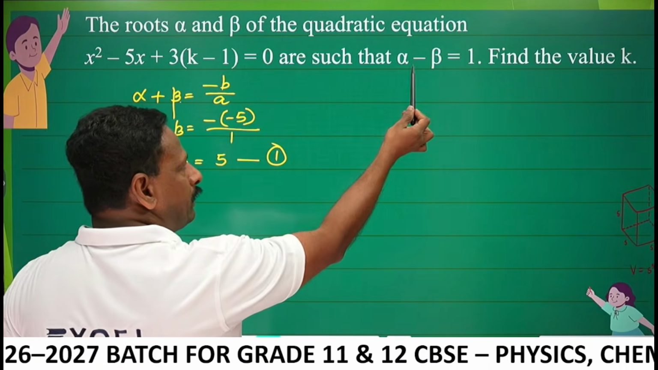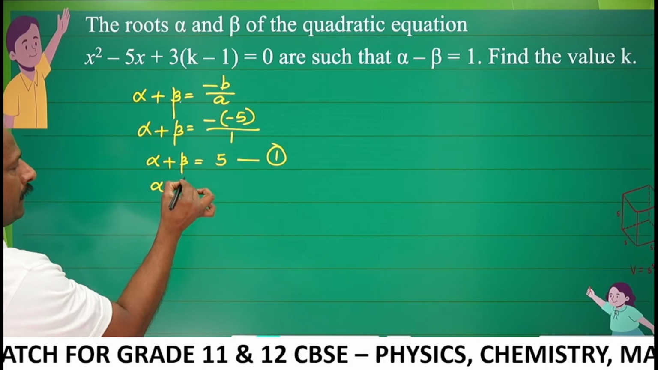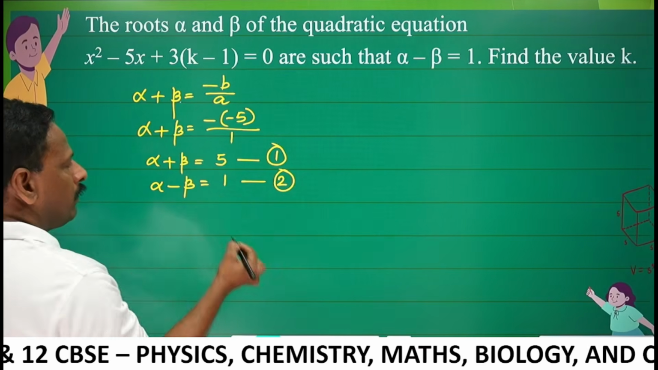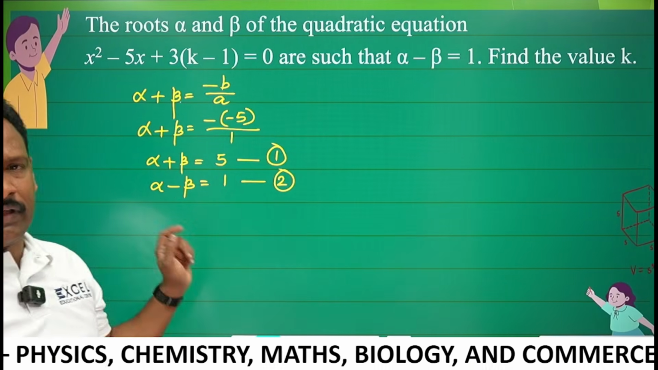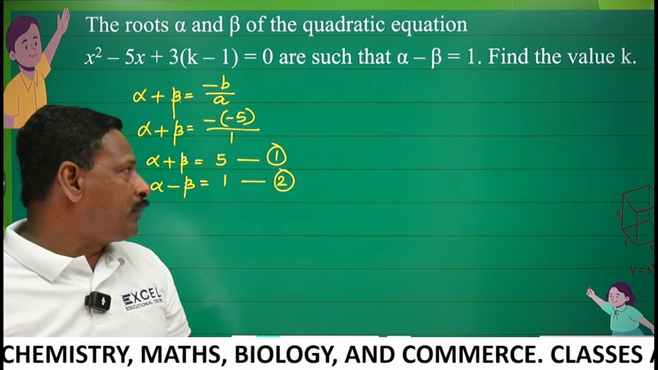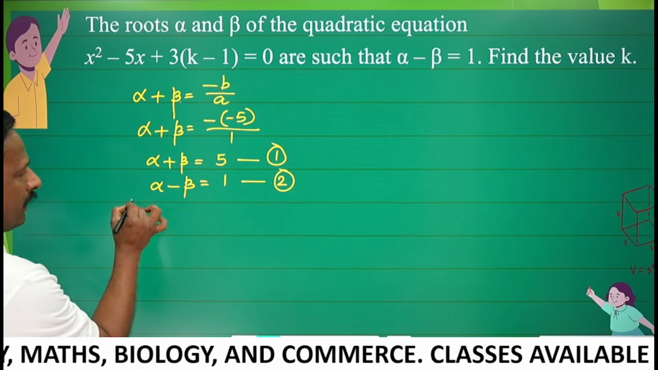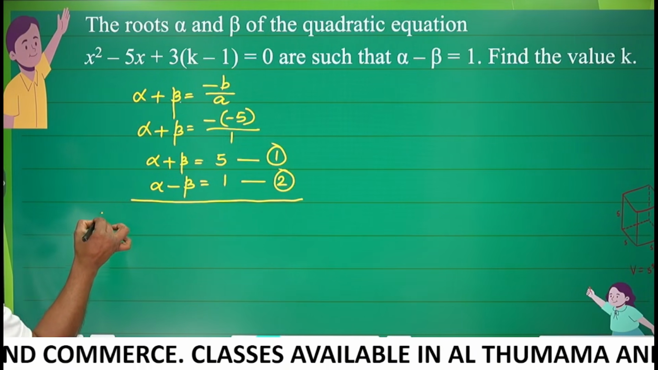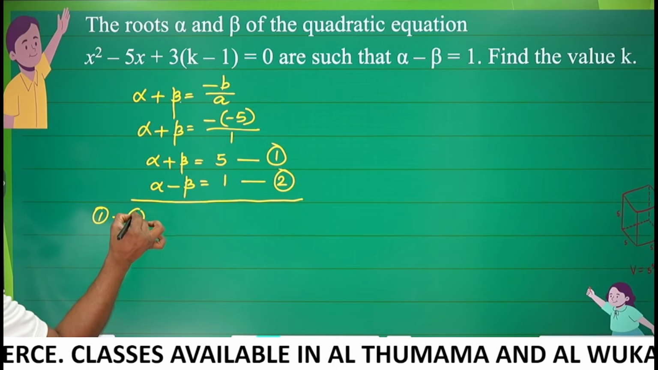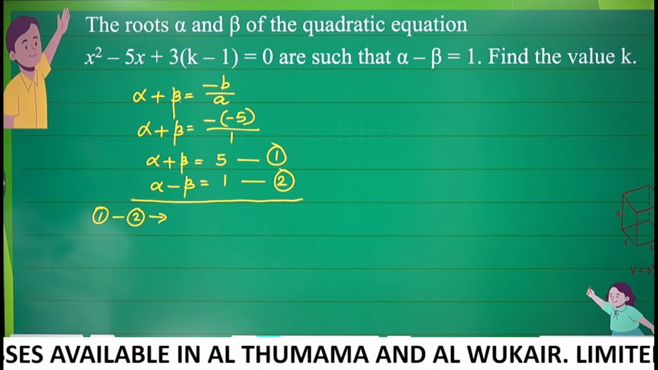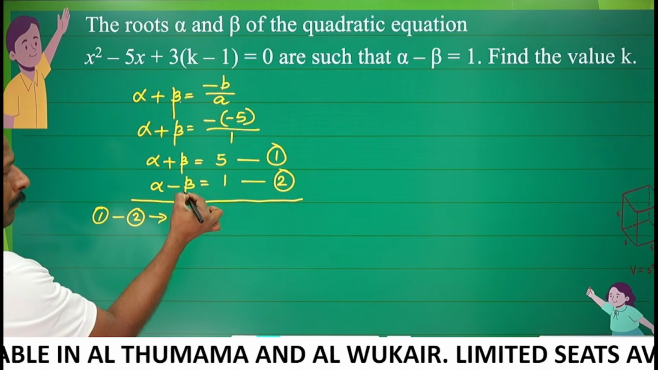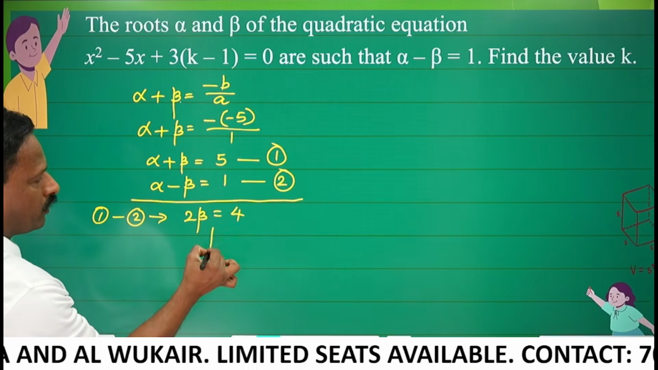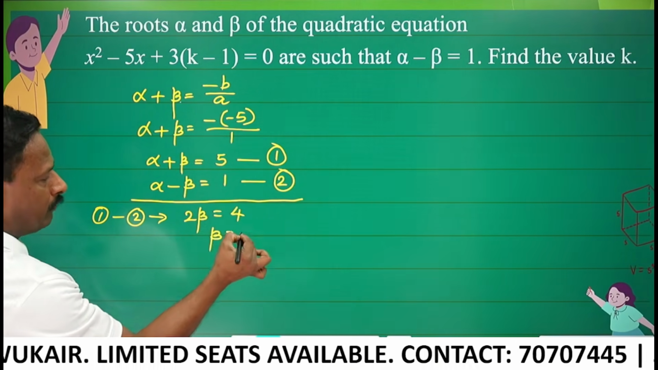And here they have given in the question alpha minus beta equal to 1. That we will write as equation number 2. So these two are a pair of linear equations in two variables. Either by using elimination or substitution, you can solve these two. Here elimination is easier because the coefficients are already equal. So we will subtract. Equation number 1 minus equation number 2 gives alpha minus alpha is 0, beta subtract minus beta, which is 2 beta, equal to 5 minus 1 is 4. So we'll get beta equals 4 by 2, that is 2.